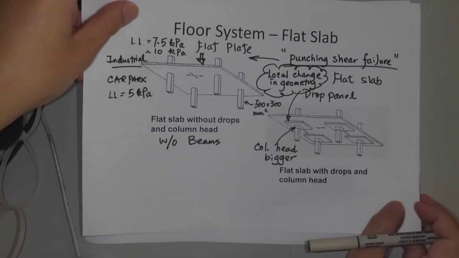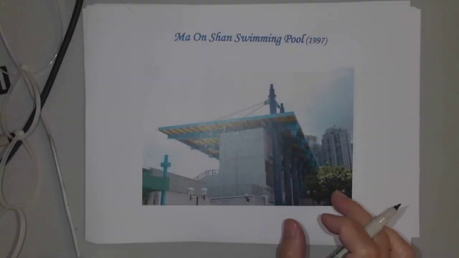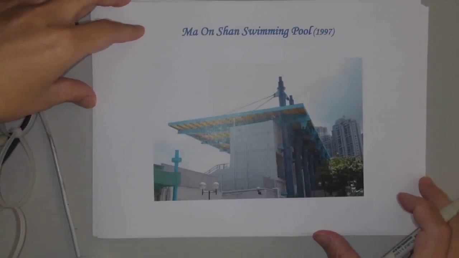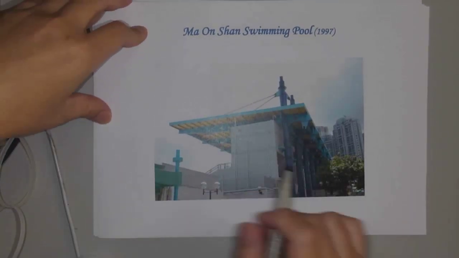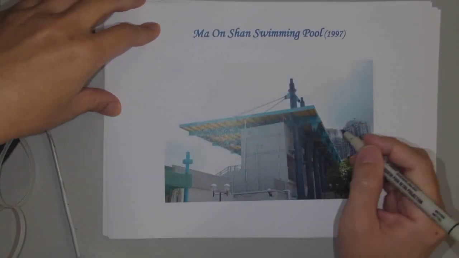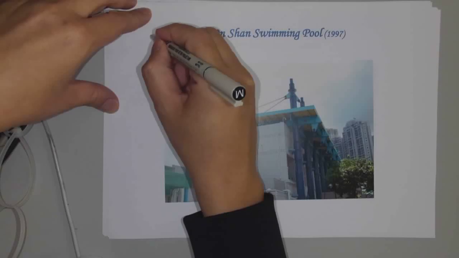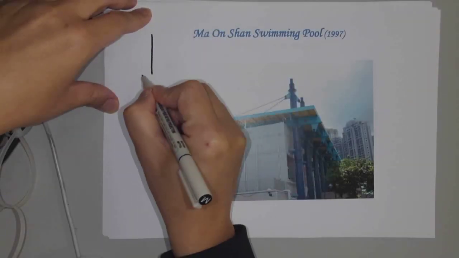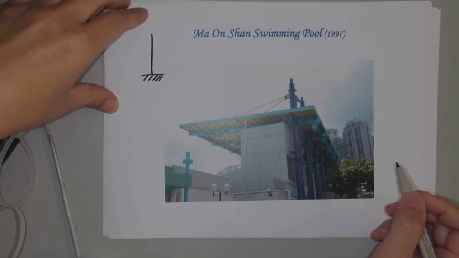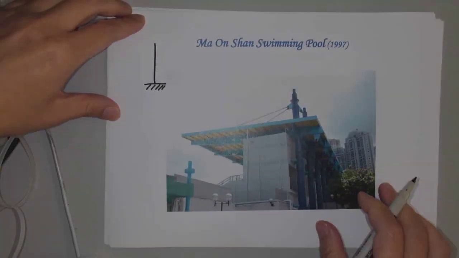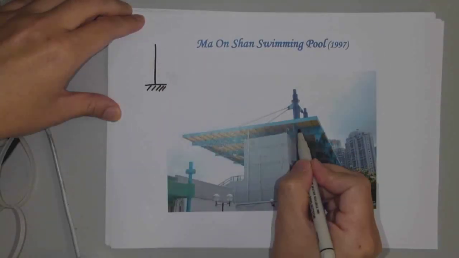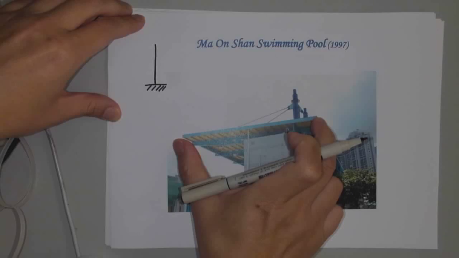All right, so the next slide is a very typical roof system for stadium, for swimming pool. It's a very typical thing. So what you have for a typical stadium roof structure is a big column connected to some kind of foundation, usually some pile foundation. And then you have a roof, usually a very long span roof.